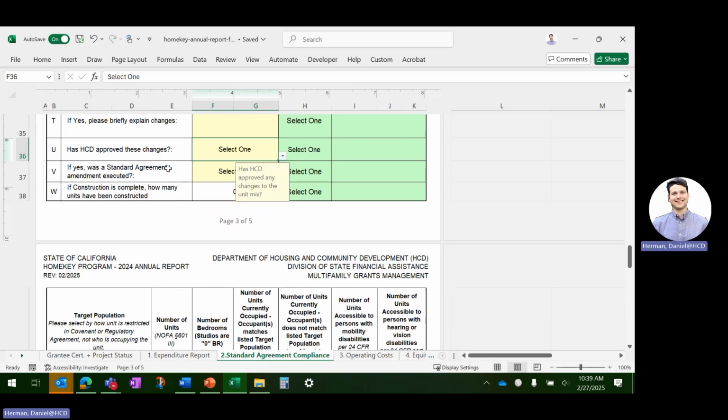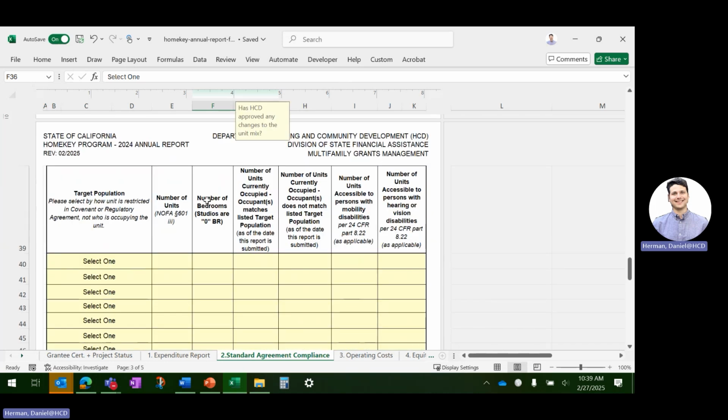Question W is a calculated field. If construction was marked as complete, how many units have been constructed, that will be automatically calculated. So then now we have the last part of the tab where we enter in the unit mix as it appears in the standard agreement in Exhibit E.